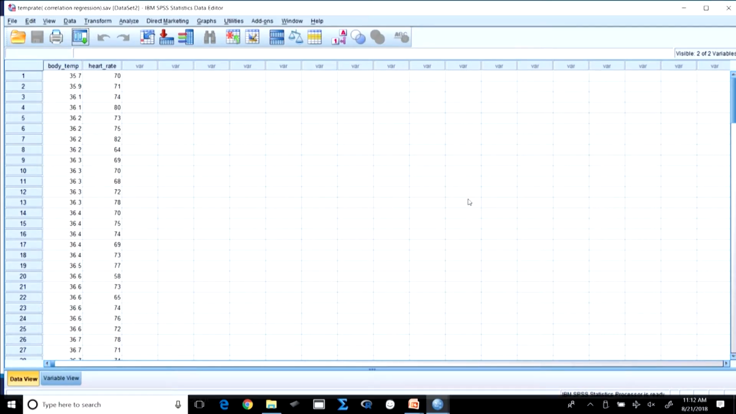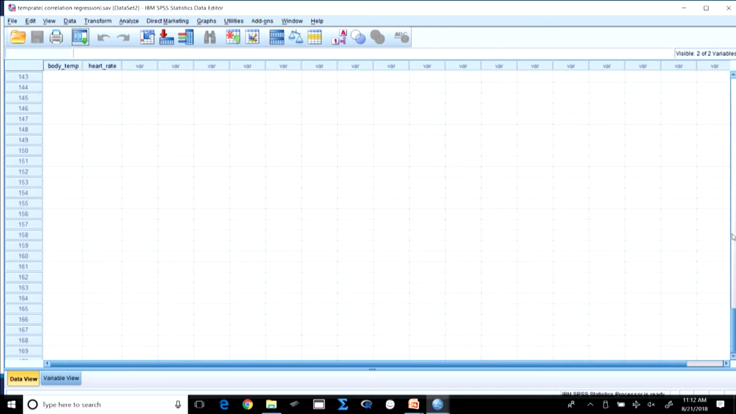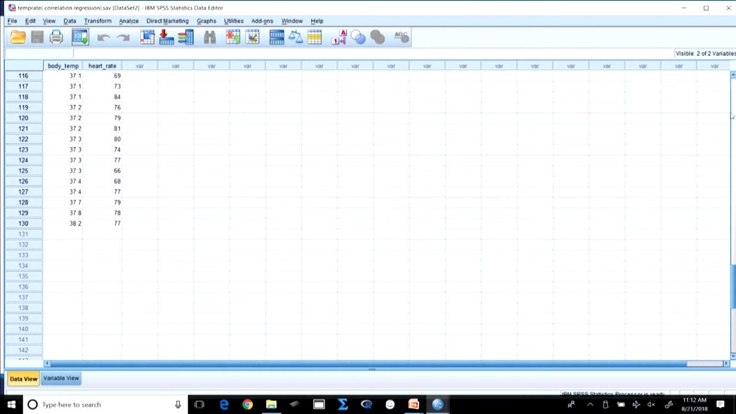So, let me take this case. This is a case where we have taken values of the correlation. We want to find out the correlation between body temperature and the heart rate, the heartbeat rate. These are values for around 130 people. If I want to see whether there is any association between body temperature and heart rate, I want to check that.